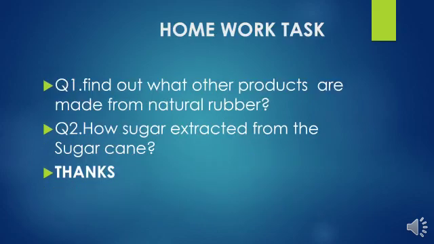In a homework task, you have to write the answers of these questions. The first question is find out what other products are made from natural rubber, and the second question is how sugar is extracted from the sugar cane.